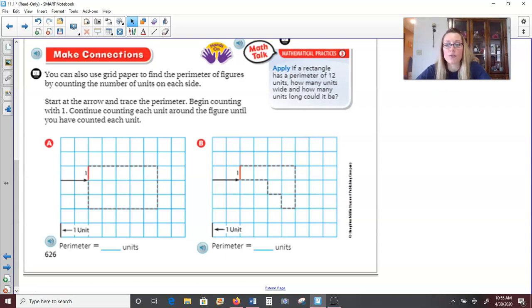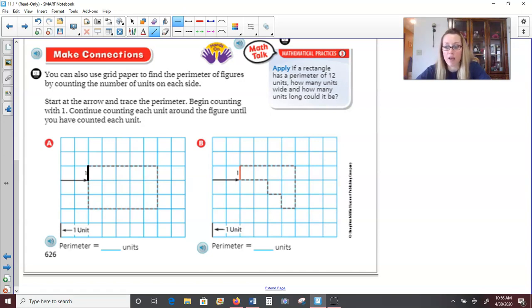It says you can also use grid paper to find the perimeter of figures by counting the number of units on each side. Start at the arrow and trace the perimeter. Begin counting with 1. Continue counting each unit around the figure until you have counted each unit. So grid paper is very similar to dot paper or using a geoboard. You can see how each time you connect a side of the little squares, that's counting as 1 unit.